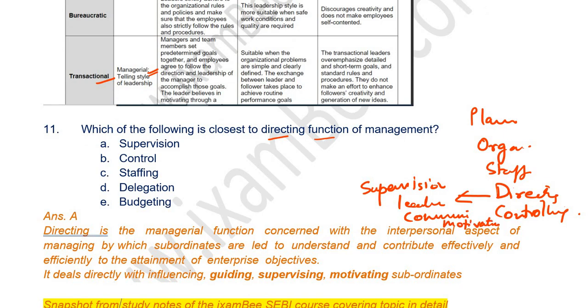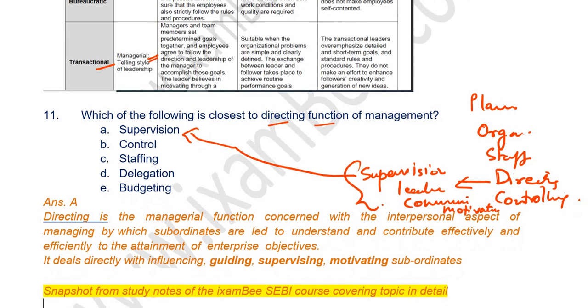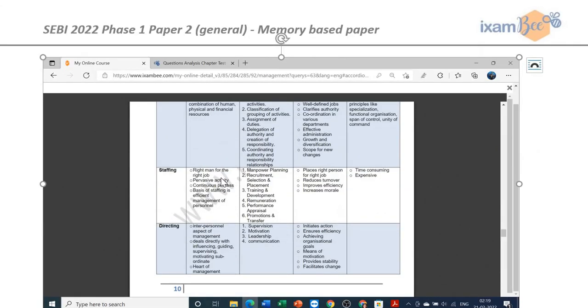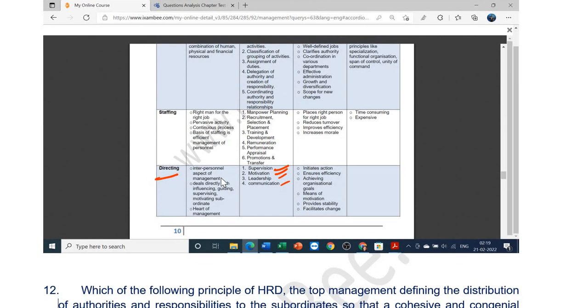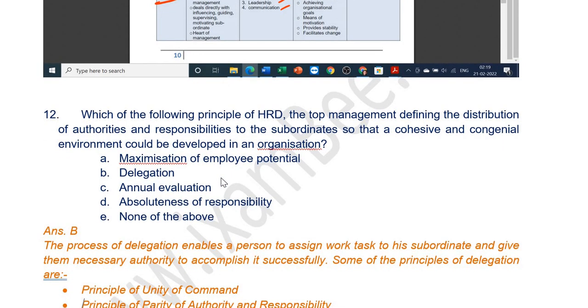So here we were very clearly given supervision. If this was well understood, the 4 aspects covered under directing, this question was very easy. Again, something very clearly covered. Directing function includes supervision, motivation, leadership, communication. A direct question from the notes if students had studied it well.